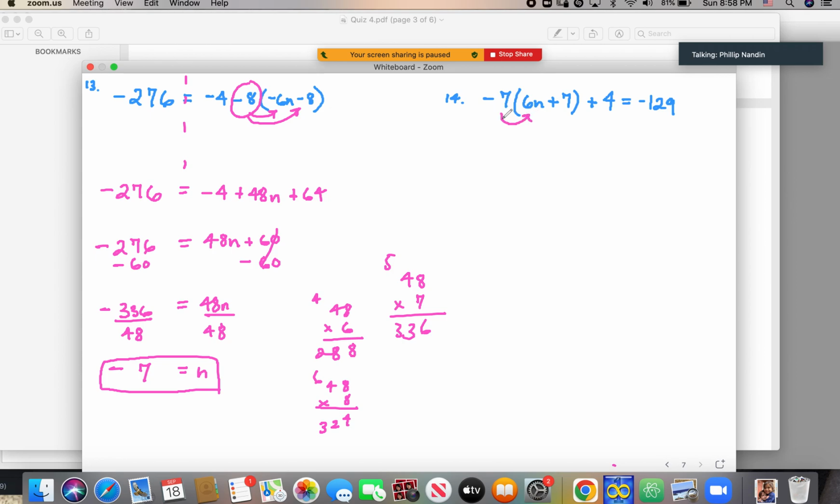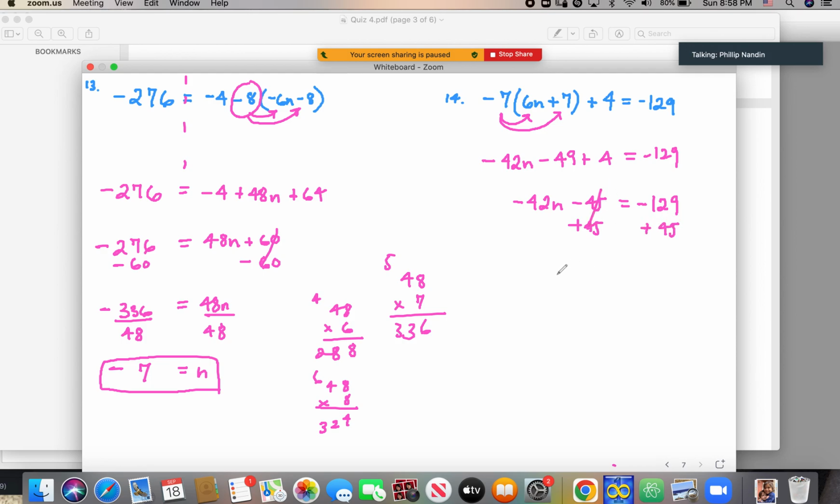Negative 7 distributed to both terms: negative 42 and minus 49 plus 4. This comes down, negative 129. Now you combine the like terms. Negative 42n minus 45 equals negative 129. I add 45 on both sides.